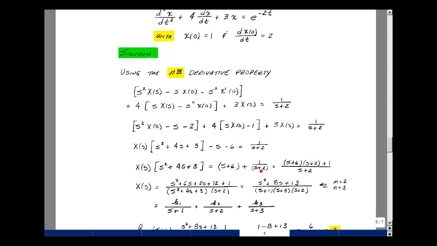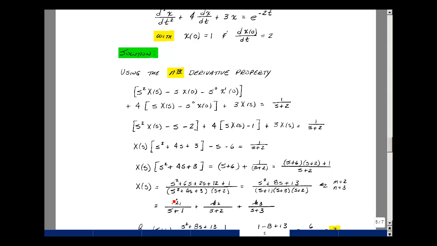Find a common denominator, which should be s plus 2, so multiplying s plus 6 times s plus 2, and then plus 1. So then our x of s would equal this expression divided by this term s squared plus 4s plus 3. Let's multiply this out. So we're going to get s squared, 6s plus 2s, and then 6 times 2 is 12, and then plus 1. These two combined give us 8s, and these two combined give us 13. My numerator highest power is 2. My denominator would be 3. So I can use my partial fraction expansion.